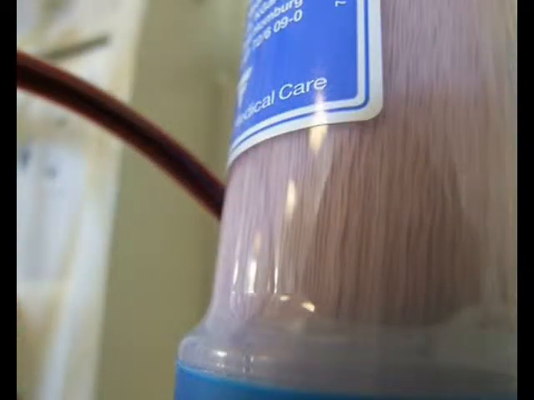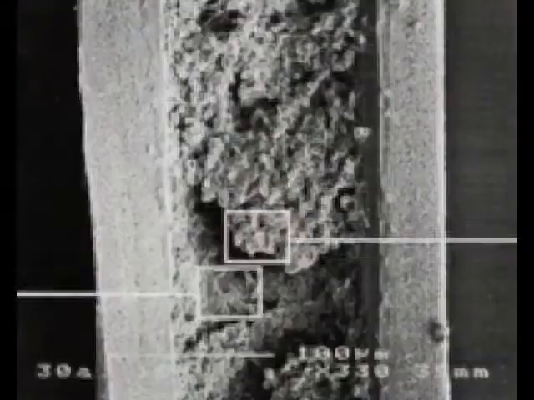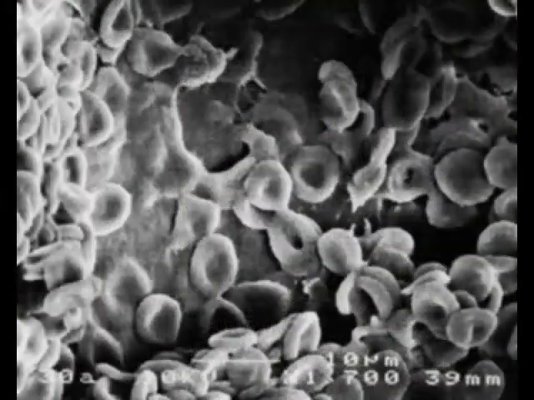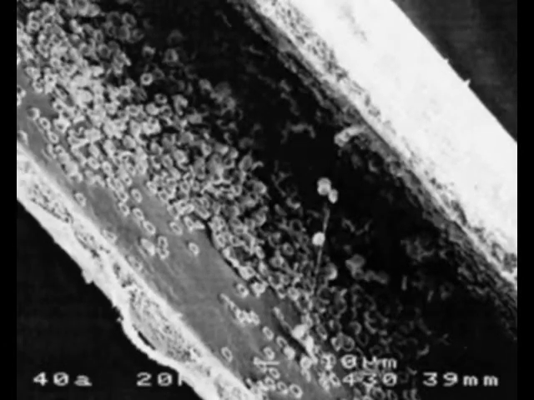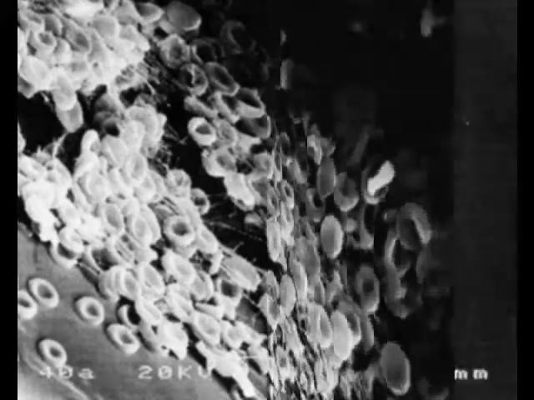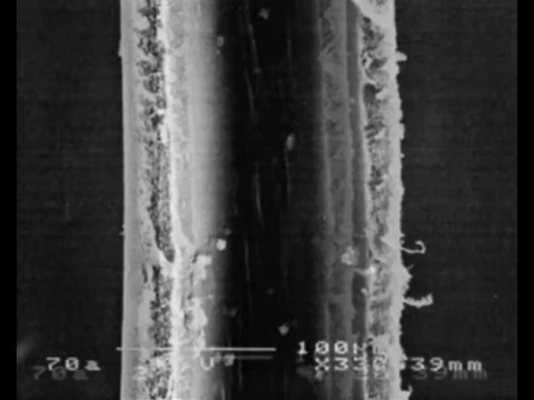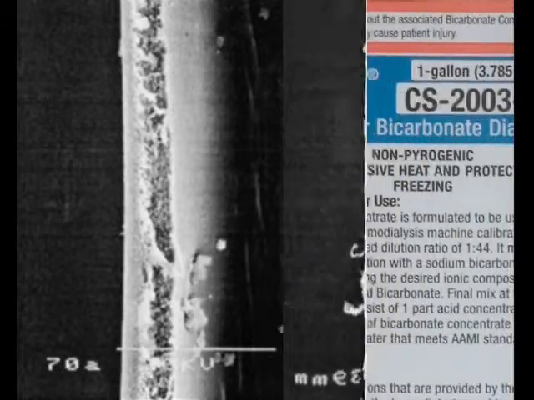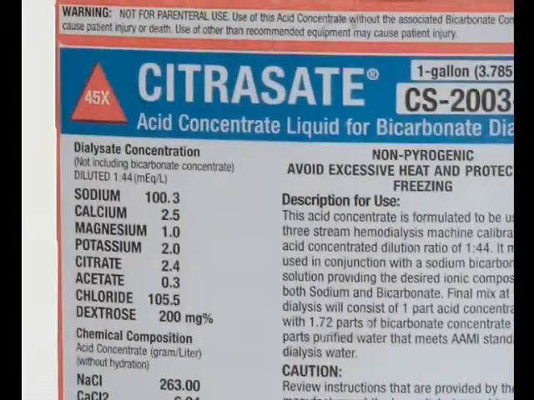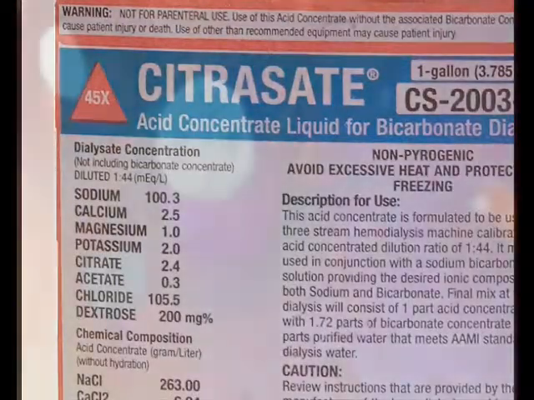When scanning electron micrographs of the inner surface of polysulfone hollow fiber dialyzer membrane using unfractionated heparin, low molecular weight heparin, and citrate as anticoagulant during hemodialysis therapy, it was found that the use of citrate reduces or eliminates the need for the anticoagulant heparin without its adverse effects. This will consequently retain the patient's ability to clot.